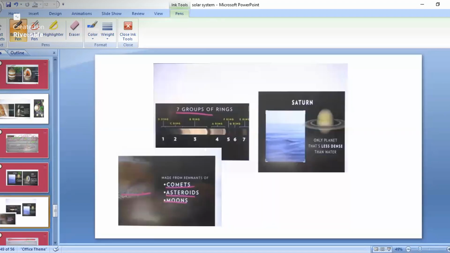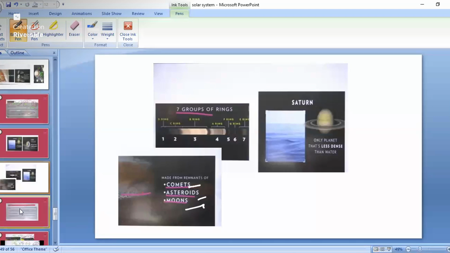So see about the rings. It has 7 groups of rings. All those groups are arranged here. Now take this as the surface of Saturn; inside this we have all those rings. All those 7 rings are made from the remains of comets, asteroids and moons, the dust particles from those.